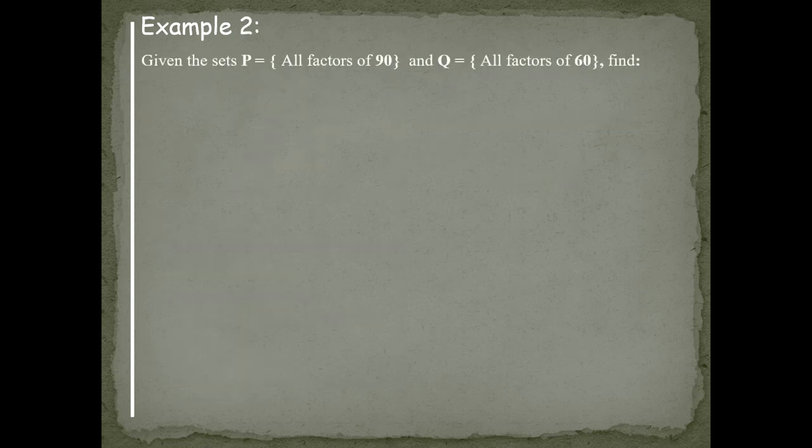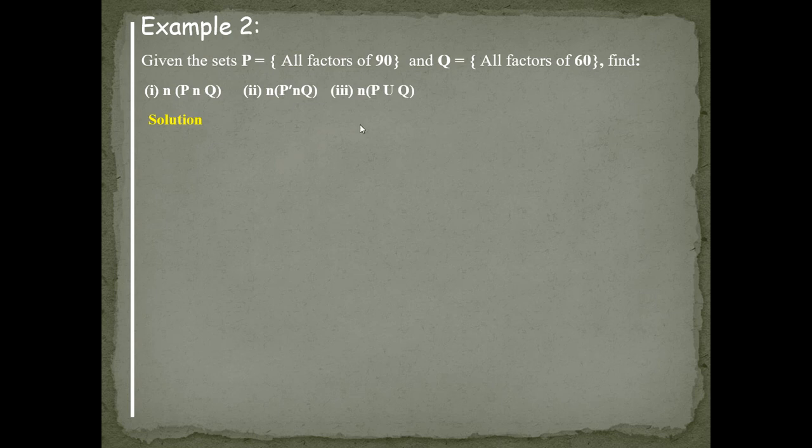That takes us to example 2, still using the same knowledge. Given the sets P, all factors of 90, and set Q, all factors of 60. Find the number of P intersection Q, P complement intersection Q, and P union Q complement.